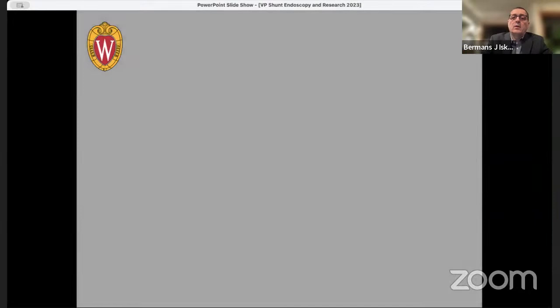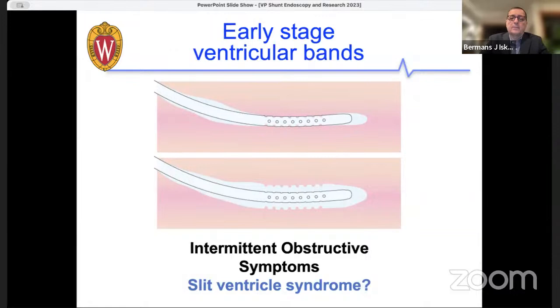Which means that early on in the process after shunting, the ventricles collapse, tissue gets pulled into the catheter, and then we have intermittent obstructions, which is what I believe is the cause of slit ventricle syndrome in children. The tissue is soft enough that the moment the catheter obstructs, the ICP goes up, the tissues separate, the catheter opens again. So you have intermittent episodes or cycles of headaches, vomiting, etc.